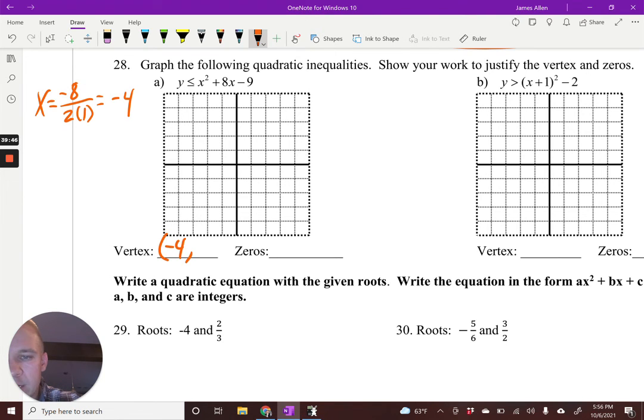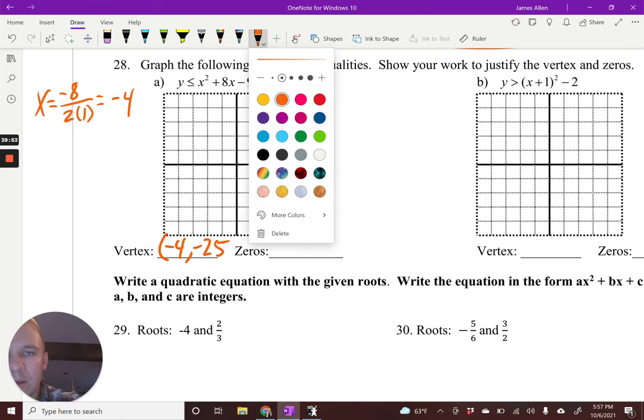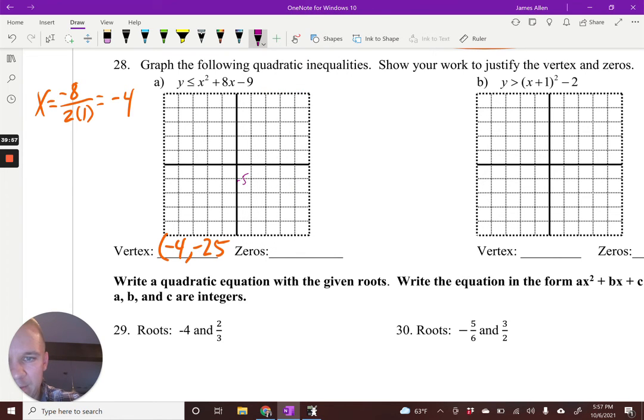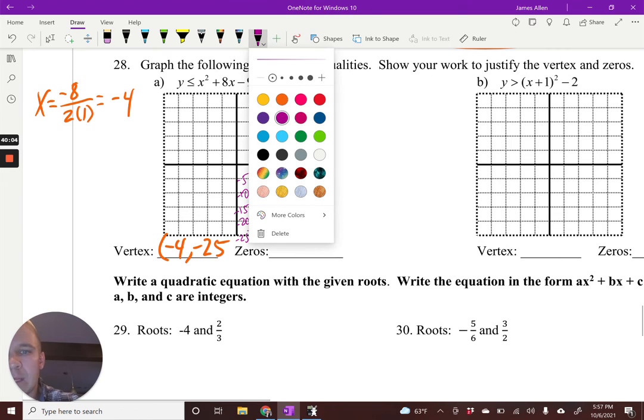So negative 4, comma, and then when I plug that back in, I get negative 25, which is off the graph. So I'm going to have to scale this by some smaller numbers here. Let's go with negative 5, negative 10, negative 15, negative 20, negative 25. Cool. All right.